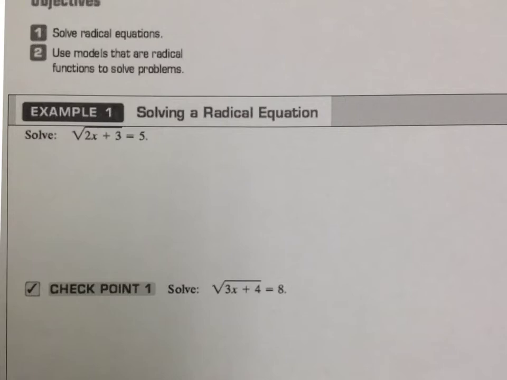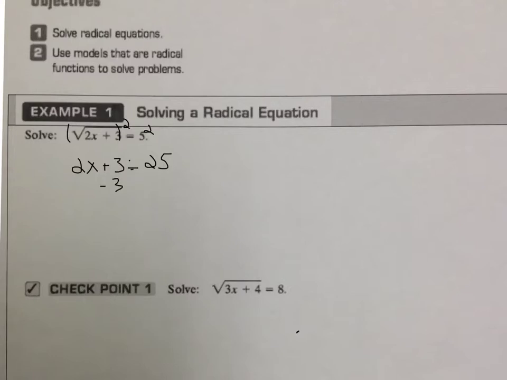The one thing you have to do is get whatever's underneath the square root by itself on one side of the equation. In example 1, I've got 2x plus 3 underneath my square root, and it's by itself on the left side, so I can do this problem from here. I square both sides, and the square root will cancel out with the squared, and I'll just get 2x plus 3, and 5 squared is 25. Now it's just a problem like you did in Algebra 1.